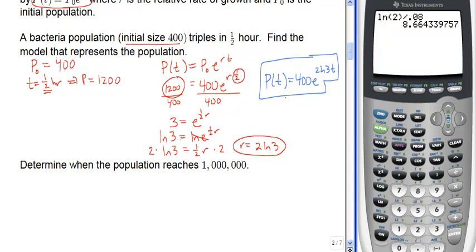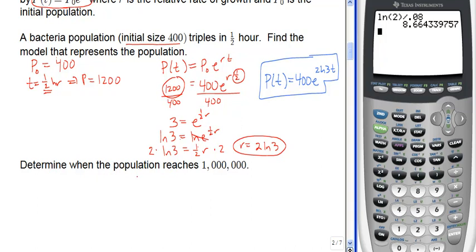So now that we have this model, we should be able to predict the time it takes for a population to get to a certain size, or the population size that we get at a certain time t. So either I'm going to give you t and ask for p, or I'm going to give you p and ask for t. So let's see what this next question is asking us to do.